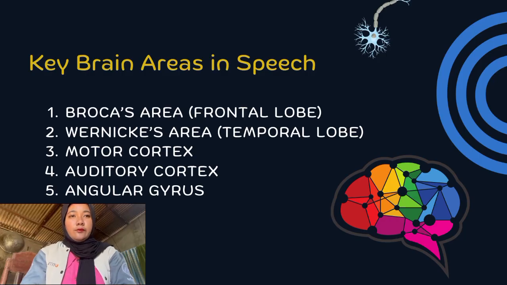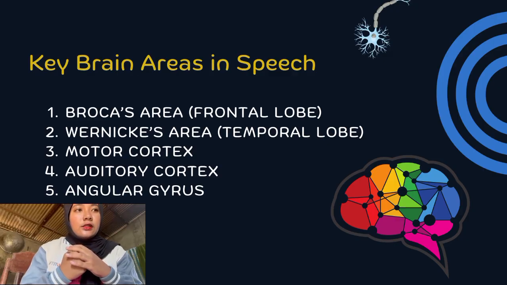Number 3. Key brain areas in speech. First, Broca's area, located in the left frontal lobe, is responsible for producing speech, forming sentences, and articulating words. If damaged, people know what they want to say but struggle to speak fluently. They may say only a short phrase like "go store" instead of "I want to go to the store."